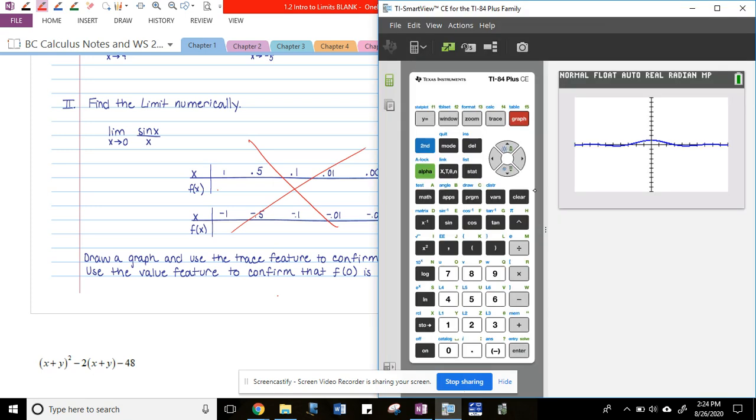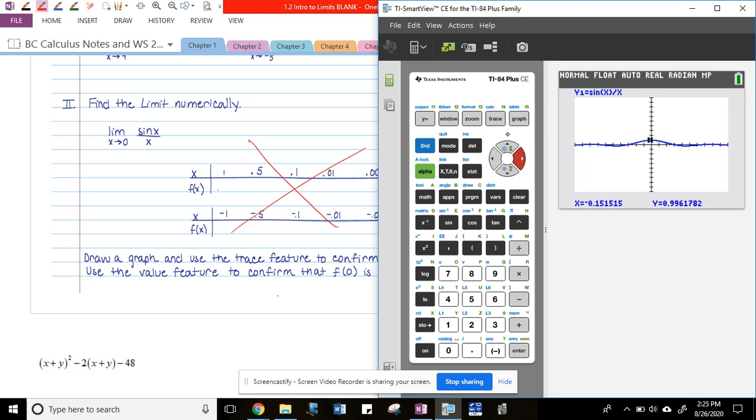Okay, so what's this value feature we're talking about? What's this trace stuff? You should know about trace. If you trace, you can see, as I'm approaching 0 from the right side, it sure looks like I'm hitting 1. But then see where it says x equals 0, y equals nothing. And then from the left, yep, the closer we get to the left, the closer it's getting to 1.